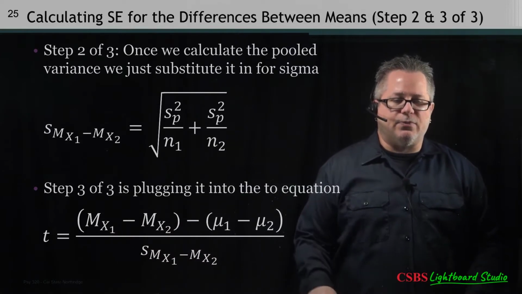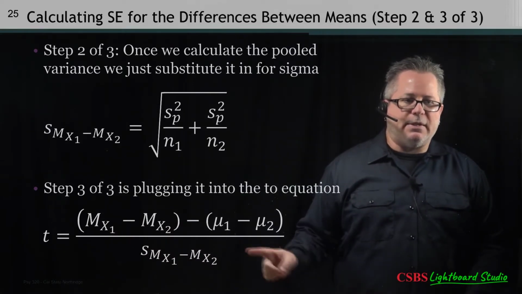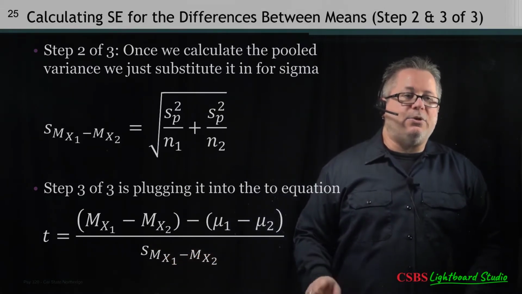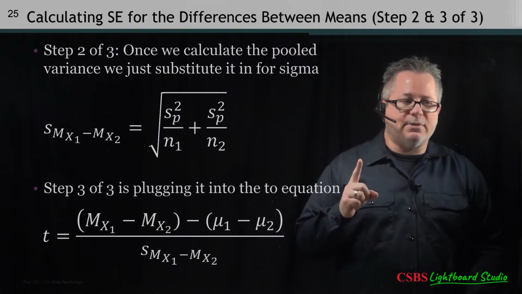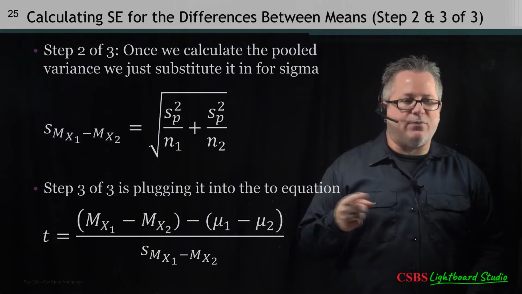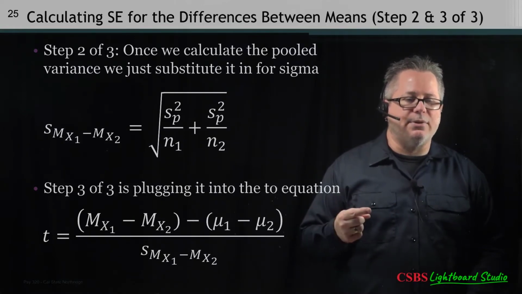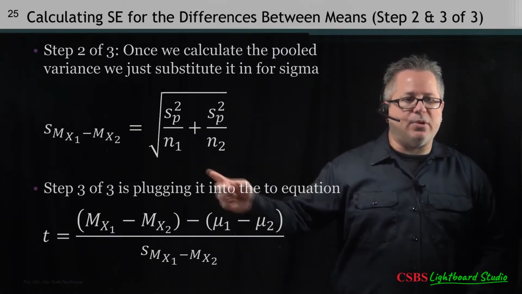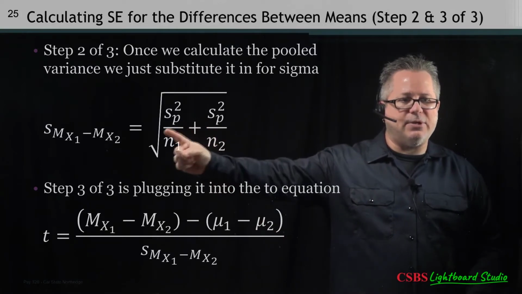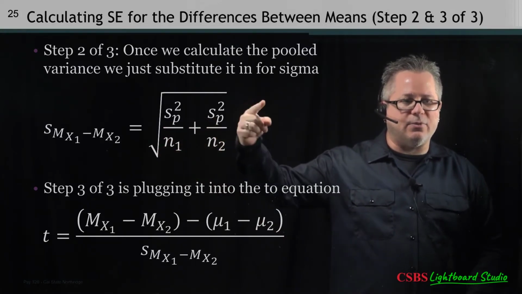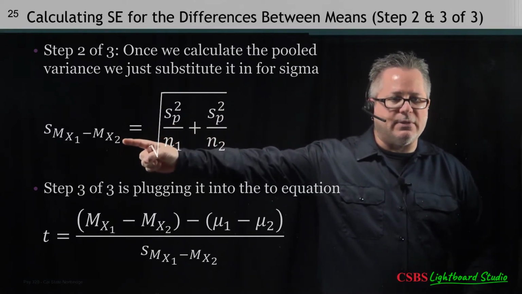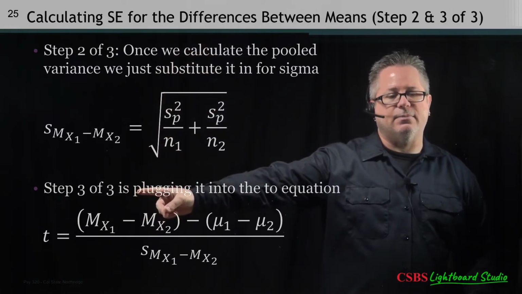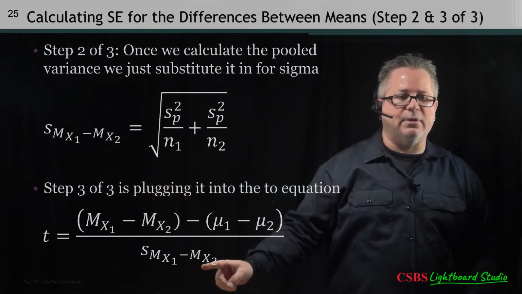To rehash that, to get to this t, we need to estimate a sample-based standard error of the difference between two means. To do that, there are two steps. The first step is to calculate the pooled variance. We average the variances of the two samples together to get our best estimate of sigma squared. Once we have that, I can plug the pooled variance into this standard error equation, add them together, take the square root, and I get my standard error of the difference between two means. Once I have that, my third step, in step 6, calculate the test statistic, is to plug that number in here and figure out my t.